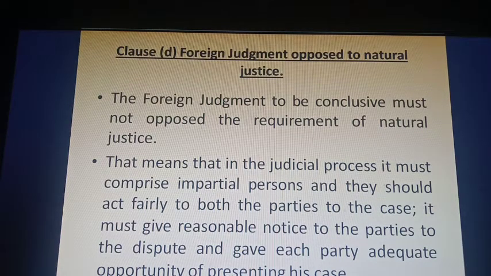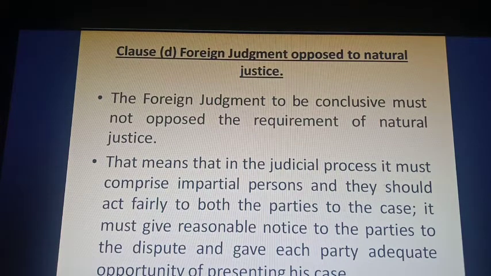What is the meaning of natural justice? The judge should not be biased. The judge must be impartial. Reasonable notice of hearing of the case must be given to the party. And reasonable opportunity of being heard should be given to the party. But if in any judicial proceedings this principle of natural justice is not followed, then that judgment is null and void, and cannot be enforced.